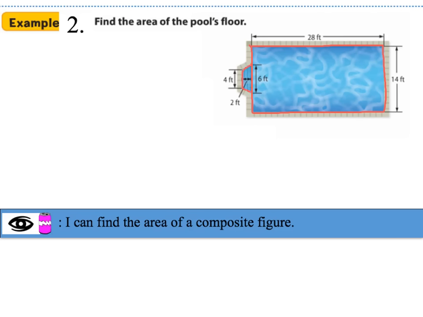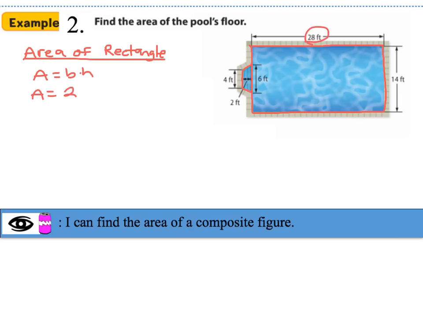So we can go ahead and find the area of the rectangle and find the area of the trapezoid, add them up, and we'll get our answer. To find the area of the rectangle, let's use the formula area is equal to the base times the height. The base of the rectangle is 28 feet, and the height is 14 feet. If I multiply those together, the area of the rectangle would be 392 feet squared.